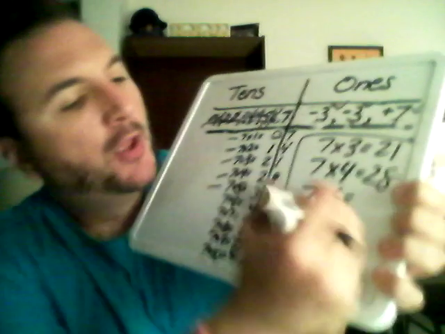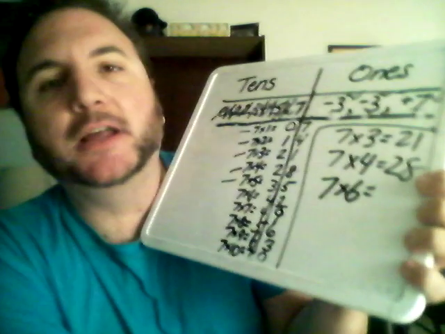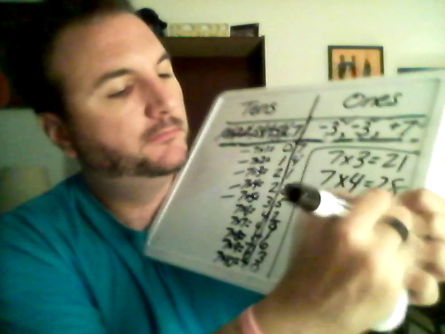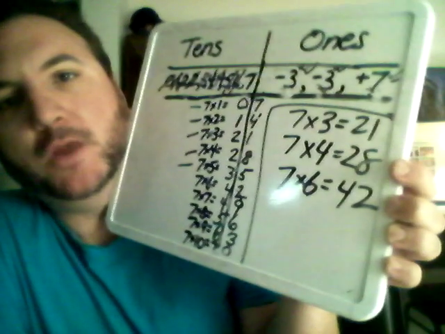Now, 7 times 6, people have a hard time with that one sometimes. That's okay. What 2 numbers add up to 6 that are not the same? 4 and 2, right? That's one way to look at it.